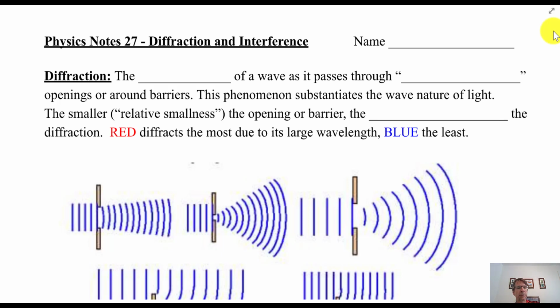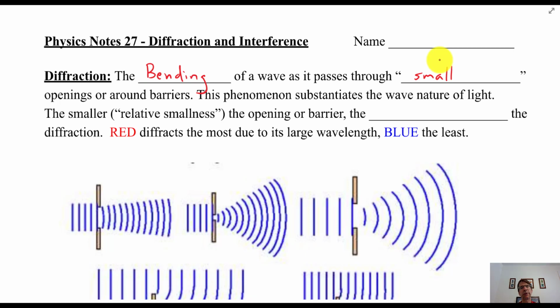Physics Notes, Unit 27, Diffraction and Interference. Let's start by defining diffraction. Diffraction is the bending of a wave as it passes through small openings or around small barriers. This is a support for the wave nature of light.